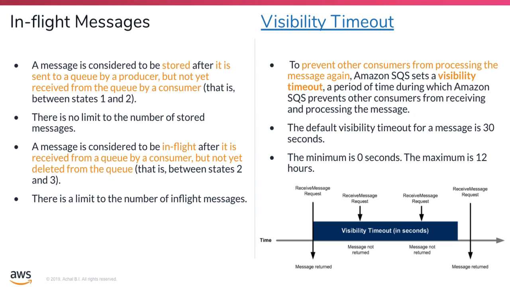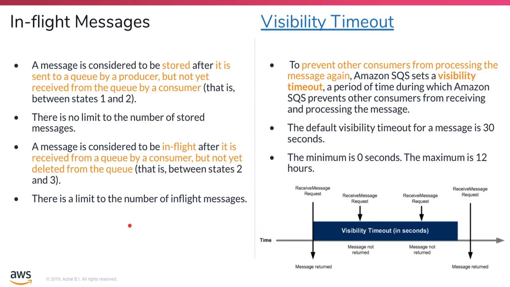When a message is sent to the queue by the producer, it would be in a stored state. It is not yet received by the consumer, but it is stored in the queue, and this would be somewhere in the 1 and 2 state which we discussed earlier. There is no limit for the number of stored messages, though I have read somewhere that there is a limit of around 12.5 million messages. But they have mentioned in the documentation that there is no limit for this.